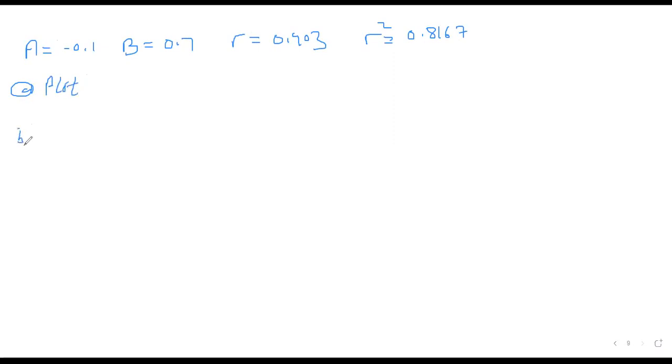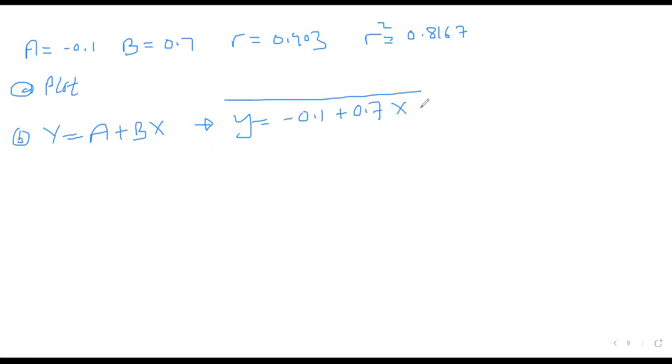Part B, they're asking us to find the regression equation y is equal to a plus bx. We've already found our A, so we just substitute in this regression equation. Our A is negative 0.1, our B is 0.7. Where there's x, you put the x there. So this is our regression equation, 5 marks.